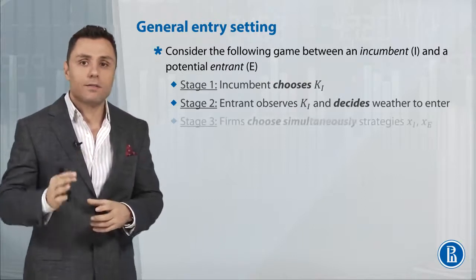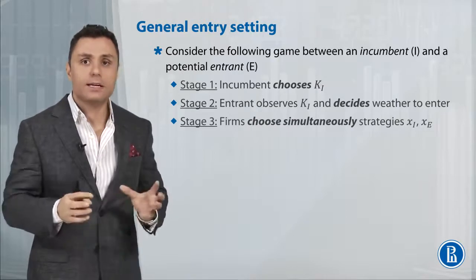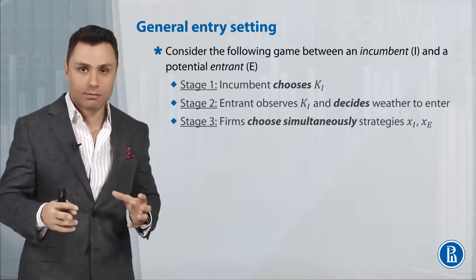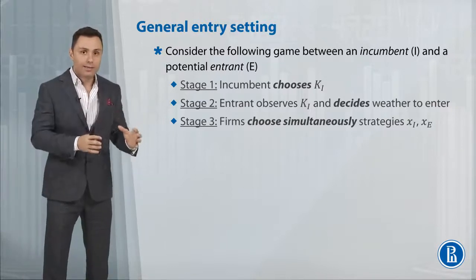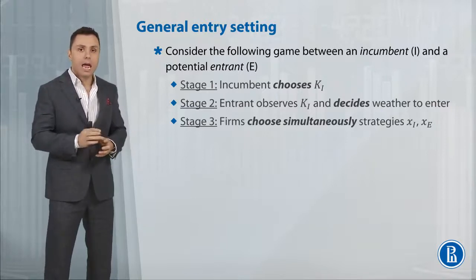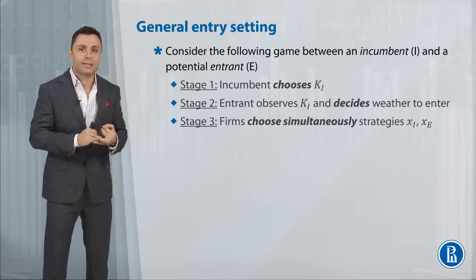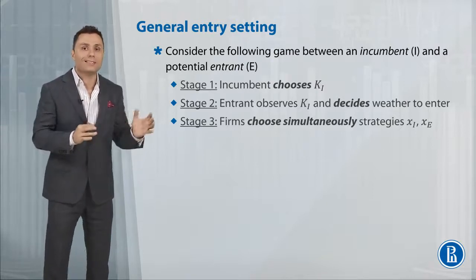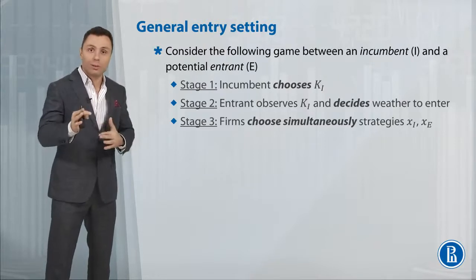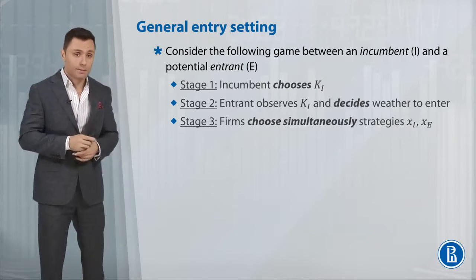Then firms will simultaneously compete in some strategic variable that we call X. Incumbent sets XI, entrant sets XE, and it doesn't matter what X is. X can be price, can be quantity, can be anything you want. Quality, they can be R&D, they can be anything that you want to imagine. So this model will accommodate everything, and we will see how this will work in a moment.